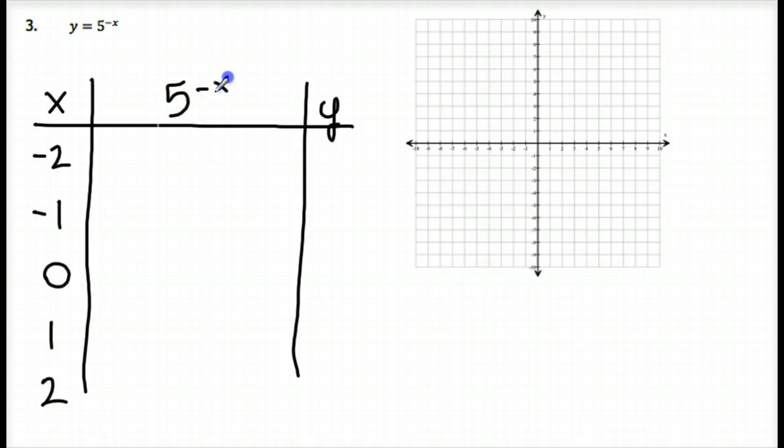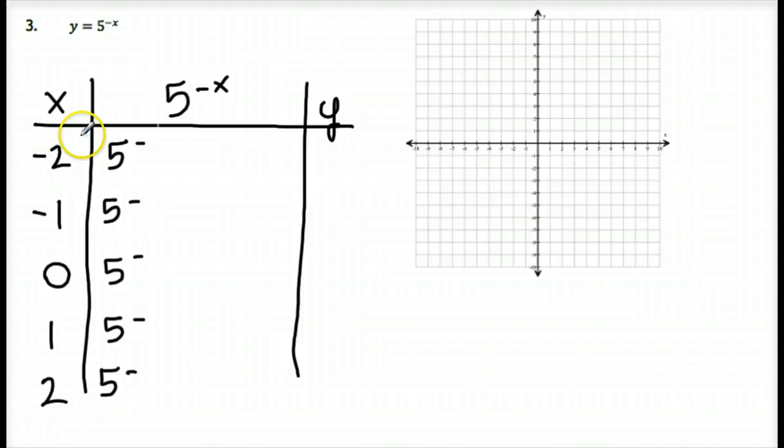And this time we're taking a base of 5 to the negative x power. So I'm going to put that negative sign up there just because, again, that's part of the actual equation right there, 5 to the negative x power. Okay, so for negative 2, we're plugging that in for x. So we're really doing 5 to the negative negative 2 power, which would actually be 5 to the positive 2 power. And 5 squared, you know, gives you 25.